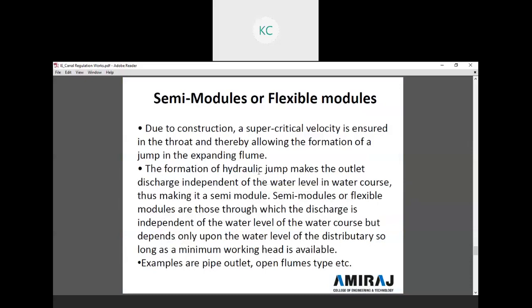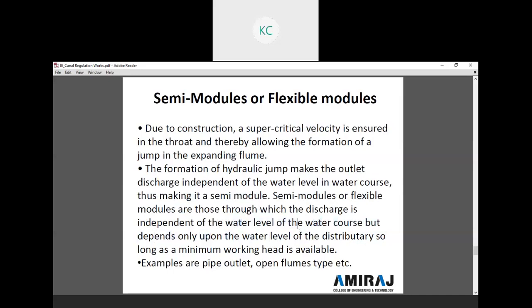Semi-modules, or flexible modules, are constructed so that supercritical velocity is ensured in the throat, thereby allowing the formation of a jump in the expanding flow. The formation of a hydraulic jump makes the outlet discharge independent of the water level in the watercourse, thus making it a semi-module.